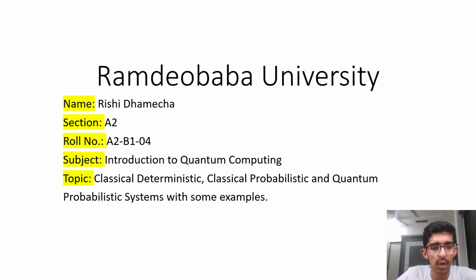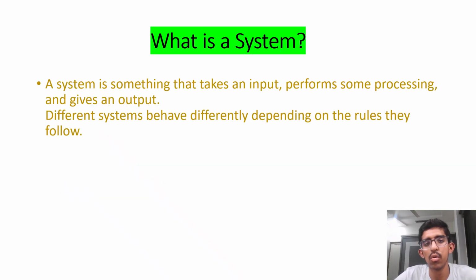Today's topic is classical deterministic, classical probabilistic, and quantum probabilistic systems with some examples. So now the question is, what is a system? A system is something that takes an input, performs some processing, and gives an output. Different systems behave differently depending on the rules they follow.